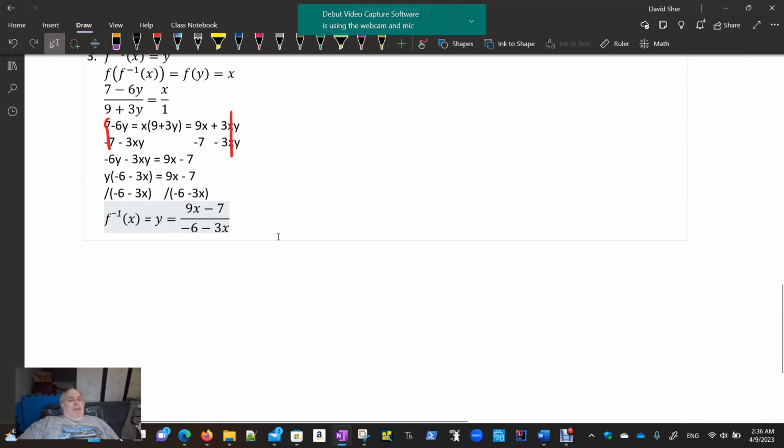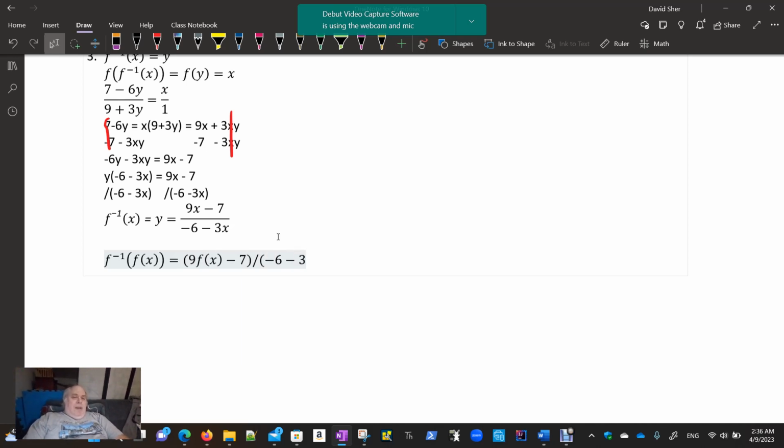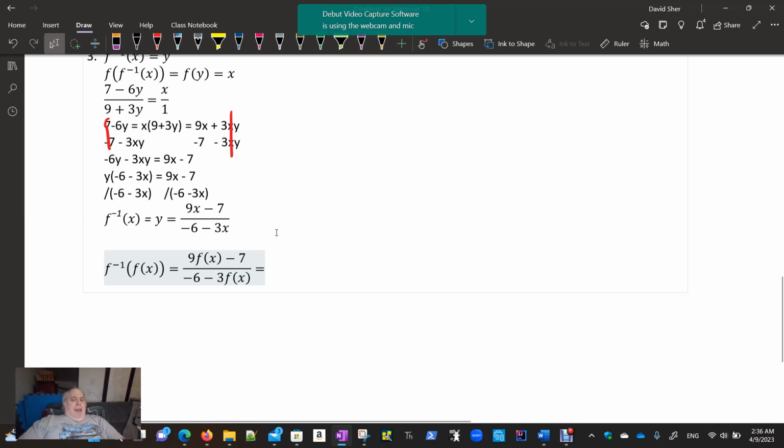Now we're going to verify by doing f negative 1 of f of x. So we got to do f negative 1 of f of x. And so we're going to take 9 f of x minus 7 and divide that by negative 6 minus 3 f of x. Now we're going to plug in the f of x form. We're going to replace it with the f of x formula.